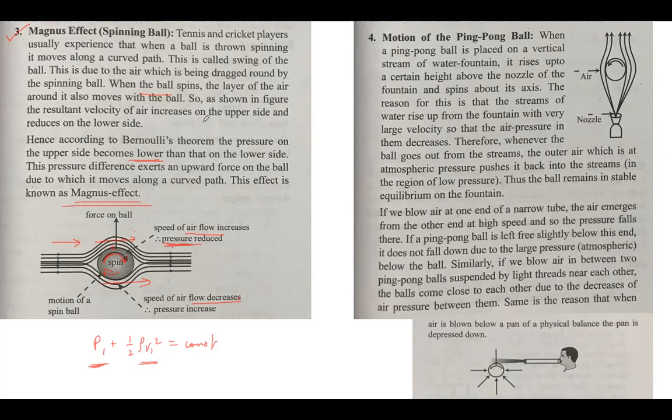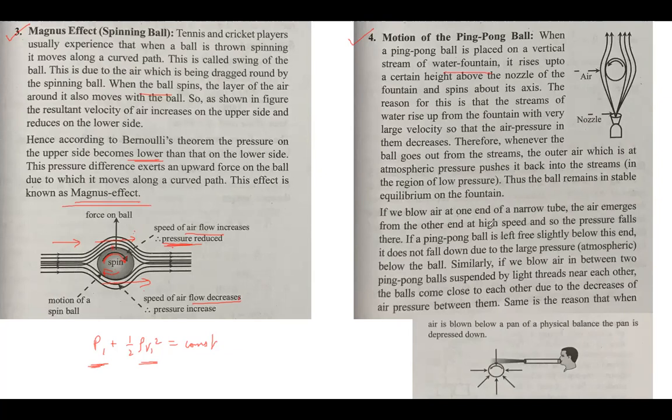Now another application is motion of the ping pong ball. When a ping pong ball is placed on a vertical stream of water fountain, it rises up to a certain height above the nozzle of the fountain and spins about its axis. The reason for this is that the streams of water rise up from the fountain with very large velocity so that air pressure in them decreases. Therefore, whenever the ball goes out from the stream, the outer air which is at atmospheric pressure pushes it back into the stream. Thus, the ball remains in stable equilibrium on the fountain.